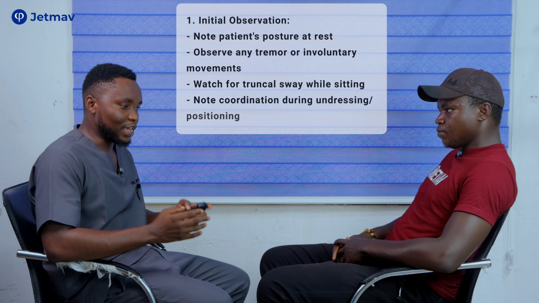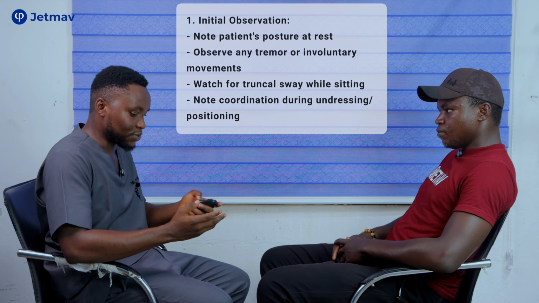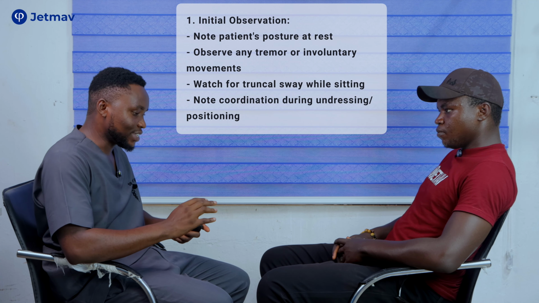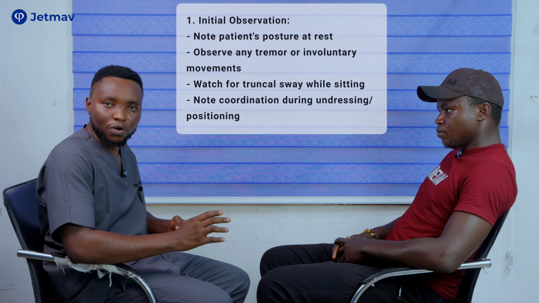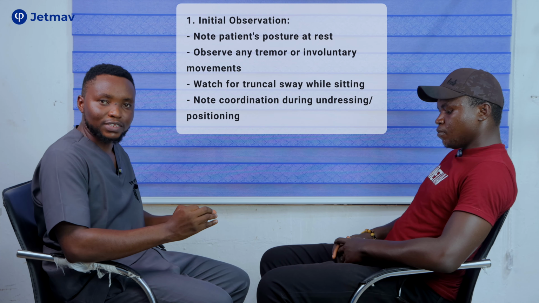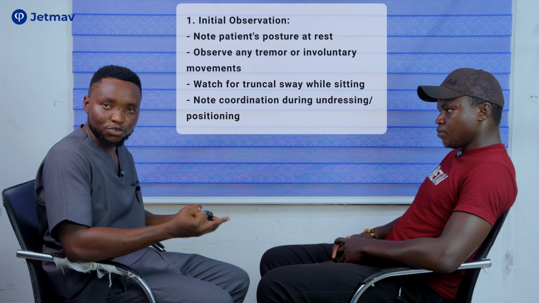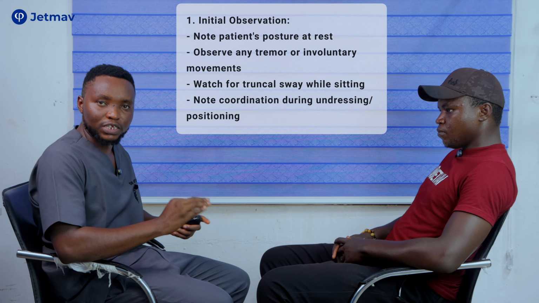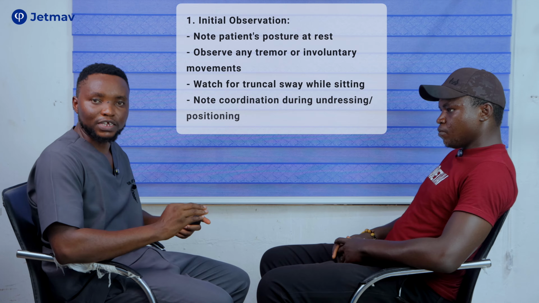Now, like we said, the first component of the cerebellar examination is the initial observation. Even before we started interacting with the patient, I was already looking at the patient, checking for patient posture at rest, checking if there is any tremor, any involuntary movements, or any truncal swaying while he's sitting. So we actually started the initial observation even before talking to our patient, looking at the posture of our patient at rest. Now, with this, we are done with the observation, the initial part of the assessment.